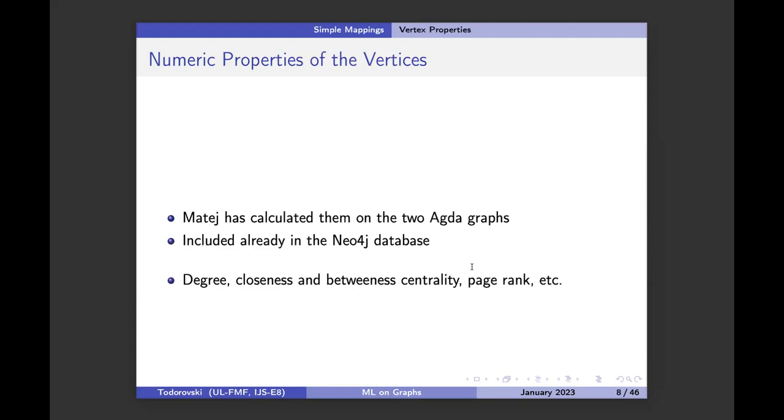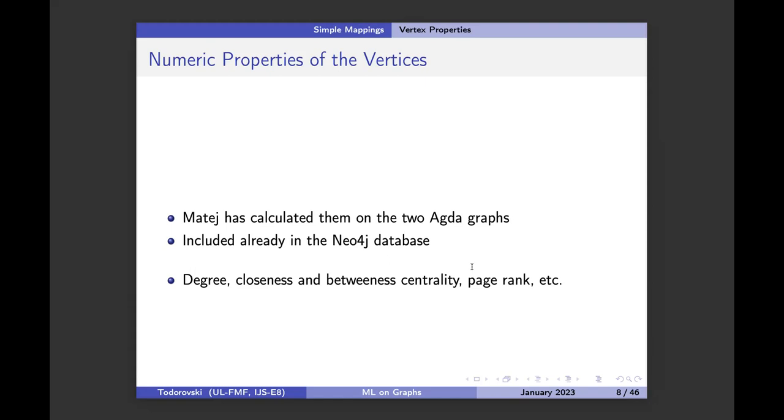So Matej already showed last week that the Agda graphs he produced are not void of properties of the vertices. He already calculated a lot of properties of the vertices, and they're already included in the Neo4j database he showed the previous week. These are just numeric properties calculated on individual vertices, like degree, closeness, betweenness, centrality, page rank. I don't even remember the whole list. Maybe Matej, if something crucial is missing here, you can just say.